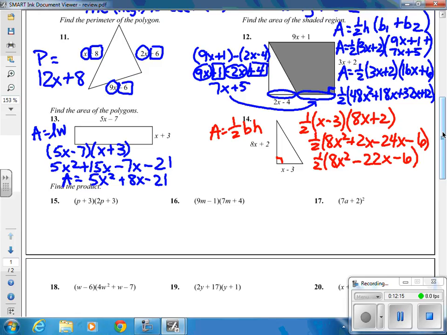Again, everything is an even number, so to take half of it's really easy to do. Half of 8x squared is going to be 4x squared. Half of 22x is going to be minus 11x. And half of negative 6 is going to be negative 3. Okay, so there's your formula for area of that triangle.